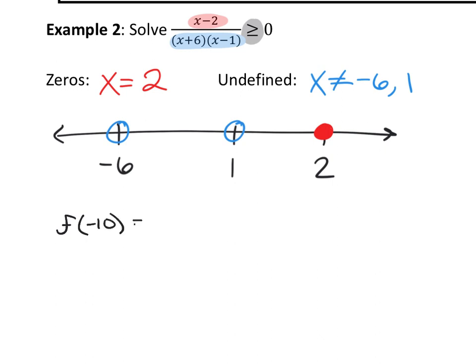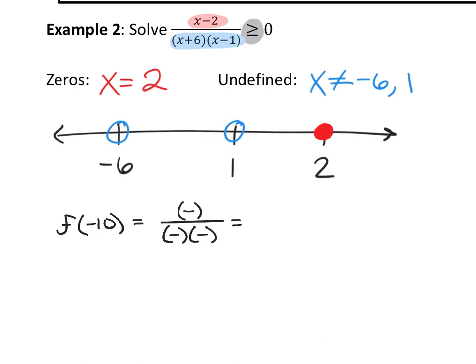-10. Now this gets weird because we are doing a sign chart for a fraction. If I were to plug -10 into the red part on top for the numerator, it'd be -10 minus 2. Is that a positive or a negative number? Negative. If I plugged -10 into the first parentheses in the bottom, -10 plus 6, is that a positive or a negative number? And then if I plugged it into x minus 1, negative.